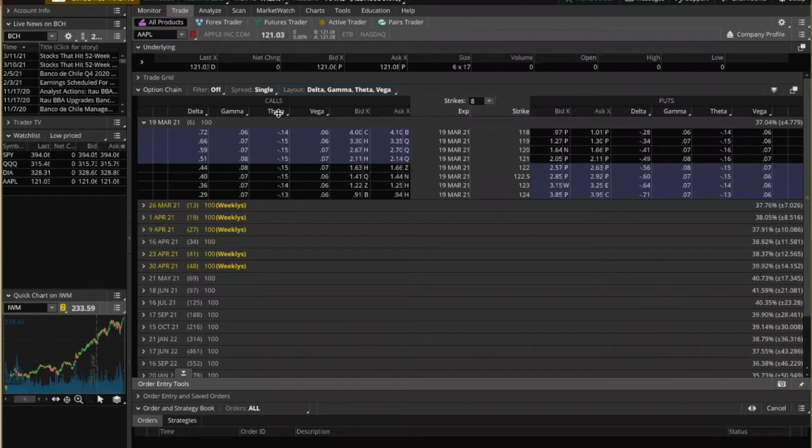So now we're going to be talking about theta. Theta is this third column right here. Theta is negative 0.15 for the 121. You can kind of see it's roughly the same for all of them. And now in the example, hopefully it'll make a little bit more sense.